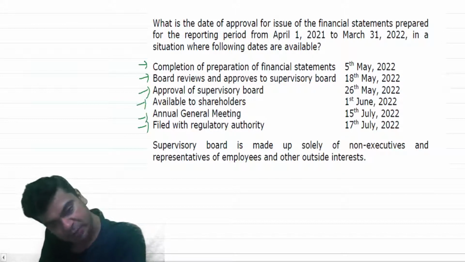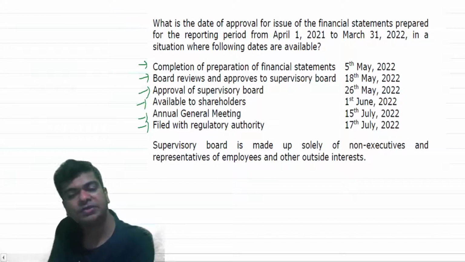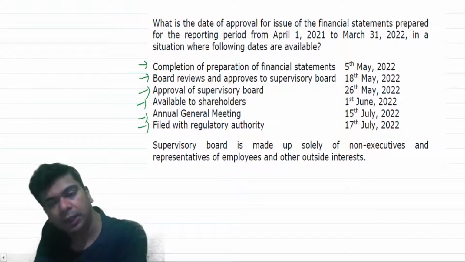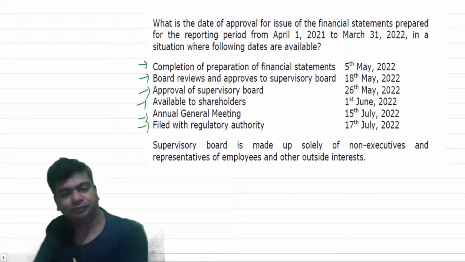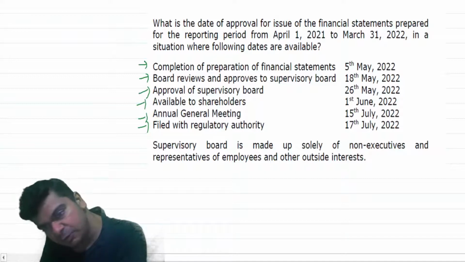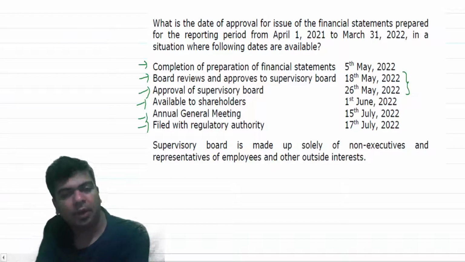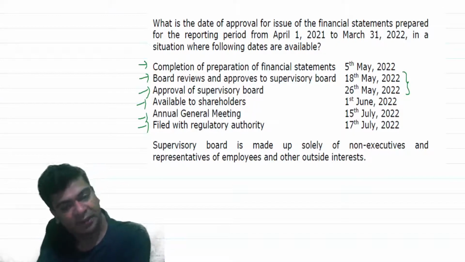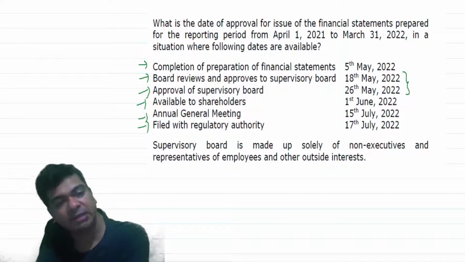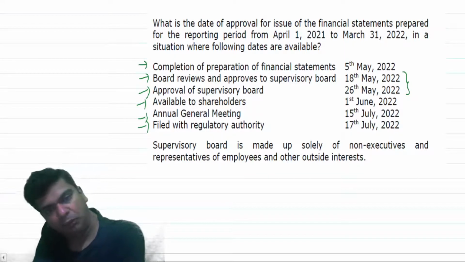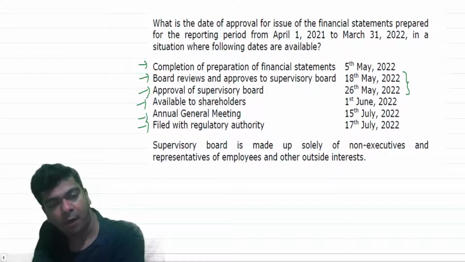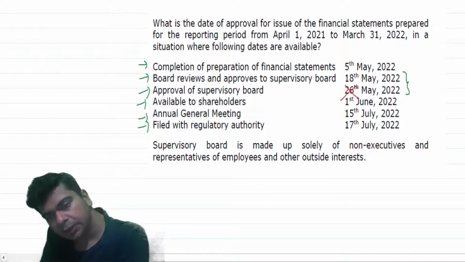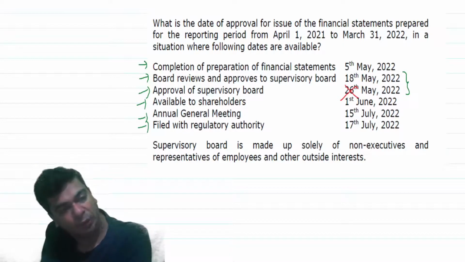And then they are saying the supervisory board is made up solely of non-executives and representatives of employees and other outside interests. Okay. The only confusion will be between these two dates, because one is the date on which the board is approving it, and the other is the date when the supervisory board is approving it. What should I consider? When the board is reviewing or the supervisory board is reviewing? The supervisory board's date will not be considered.